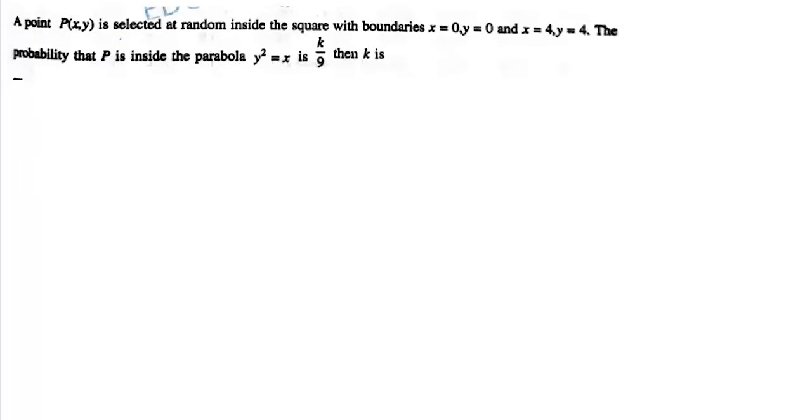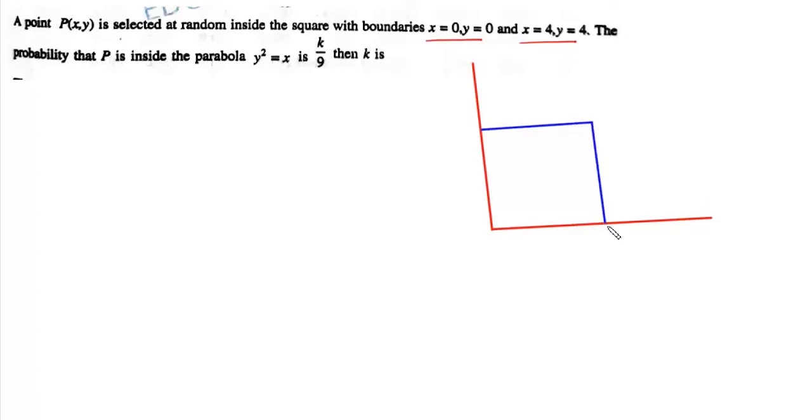Now the question is, a point P(x, y) is selected at random inside the square with boundaries x equals 0, y equals 0, x equals 4 and y equals 4. So we have our coordinate axis and then we choose this square of length 4 units. So this is 0, 0, 4, 0, 0, 4 and 4, 4.